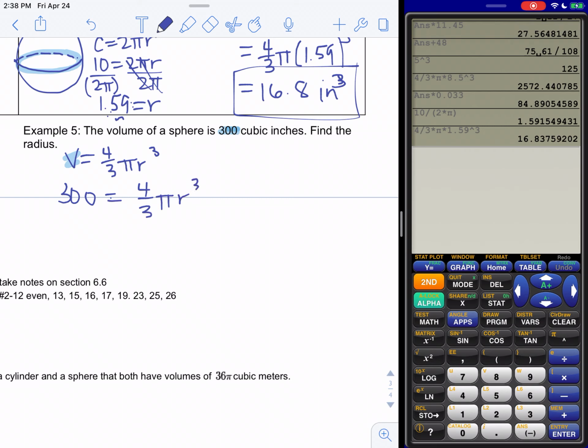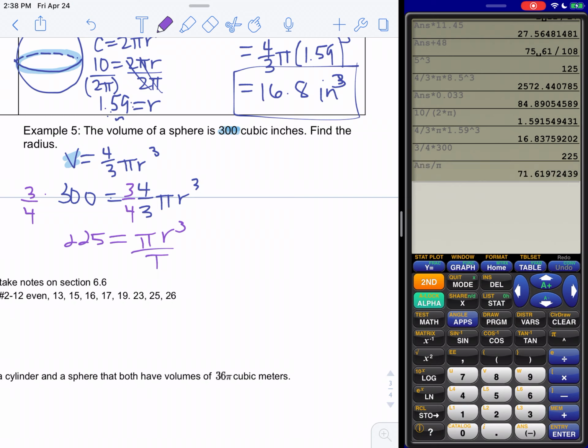All right, so first thing that I'm going to do is multiply both sides by 3/4. Multiply both sides by the reciprocal. And I end up with 225 equals pi r cubed. Next thing I'm going to do, I'm going to divide by pi. And that's getting me to 71.6 equals r cubed. Now this is something that you might not have dealt with, at least in a long time, the concept of getting rid of cubed.